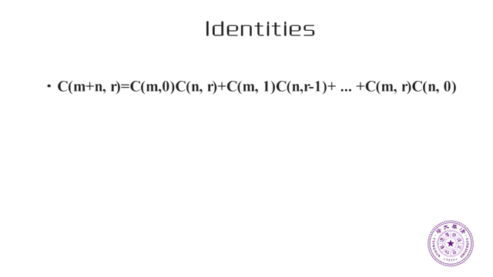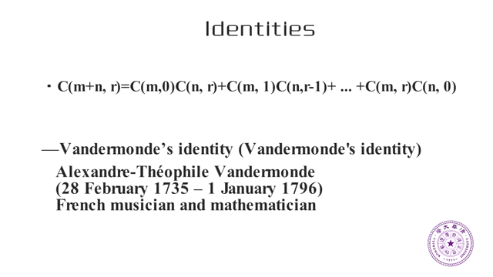Let's look at another one, which is a bit more complex. It looks to be quite complex. The left-hand side is C(m+n,r), and the right-hand side is the sum of multiplied products of combinations. This formula is the Vandermonde identity.